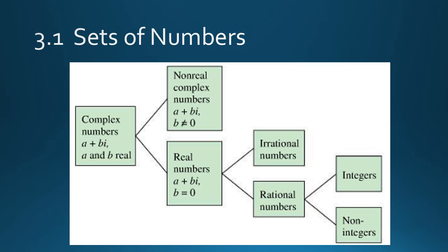When we combine the irrational numbers with the rational numbers, we have the real numbers, and they can be written as a plus bi, and b would be 0. The non-real complex numbers are the ones that are in the form a plus bi, where b is not equal to 0, and the real numbers and the non-real complex together form the complex numbers, a plus bi. Again, real numbers can be written as complex. The b is just 0.